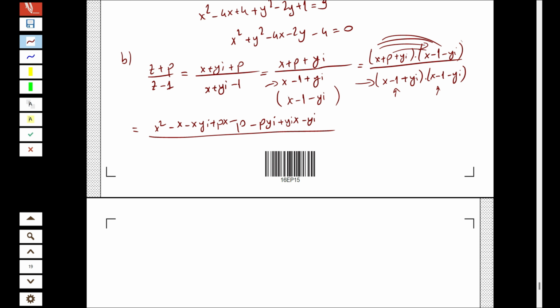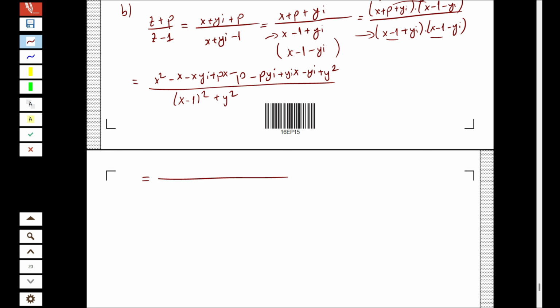yi times x minus yi is going to be plus y squared because i squared is minus 1 and minus y squared is going to be plus y squared. So at the denominator, it will be (x minus 1) squared plus y squared. Again, these are conjugates, as you can see. So just simplify, especially the numerator, and the xyi terms cancel. You can write x squared plus y squared for these terms, and minus x, and this one plus px minus p minus pyi minus yi.